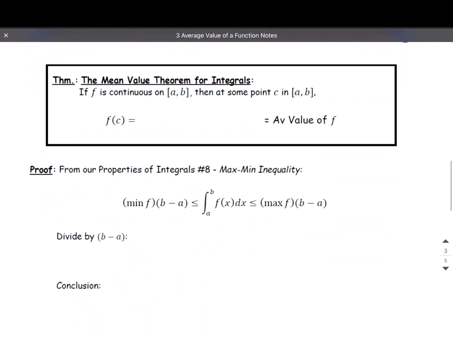Now, the mean value theorem for integrals, another way to say this: if f is continuous on the closed interval, then at some point c in that closed interval, the function value at c has to equal the average value. It has to happen because if the function is continuous, just like the intermediate value theorem, it has to take on all the values in between, which means the average value has to be achieved at some point.